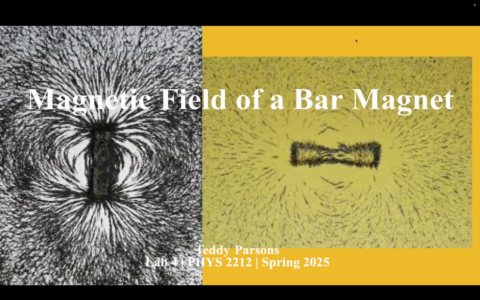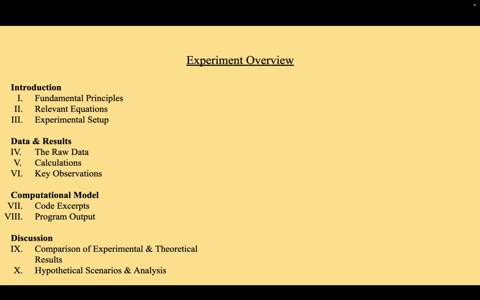Alright, for the fourth lab, we looked at the magnetic field of a bar magnet. I broke this lab report into four sections. I'm going to first introduce some of the fundamental principles, look at the results, look at the computational model, and finally do a discussion of the overall principles.